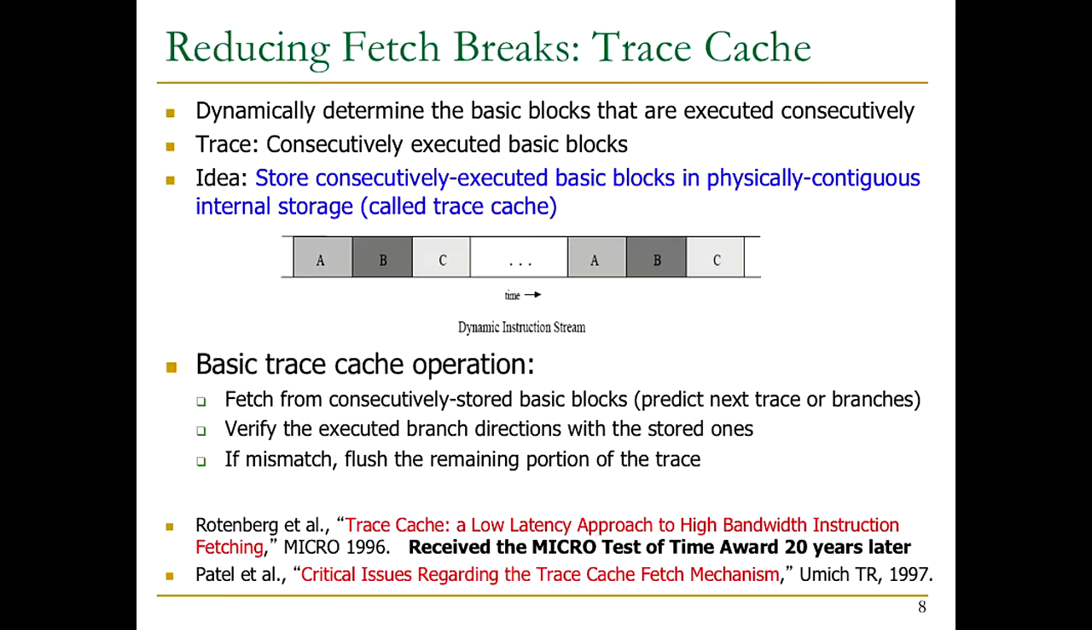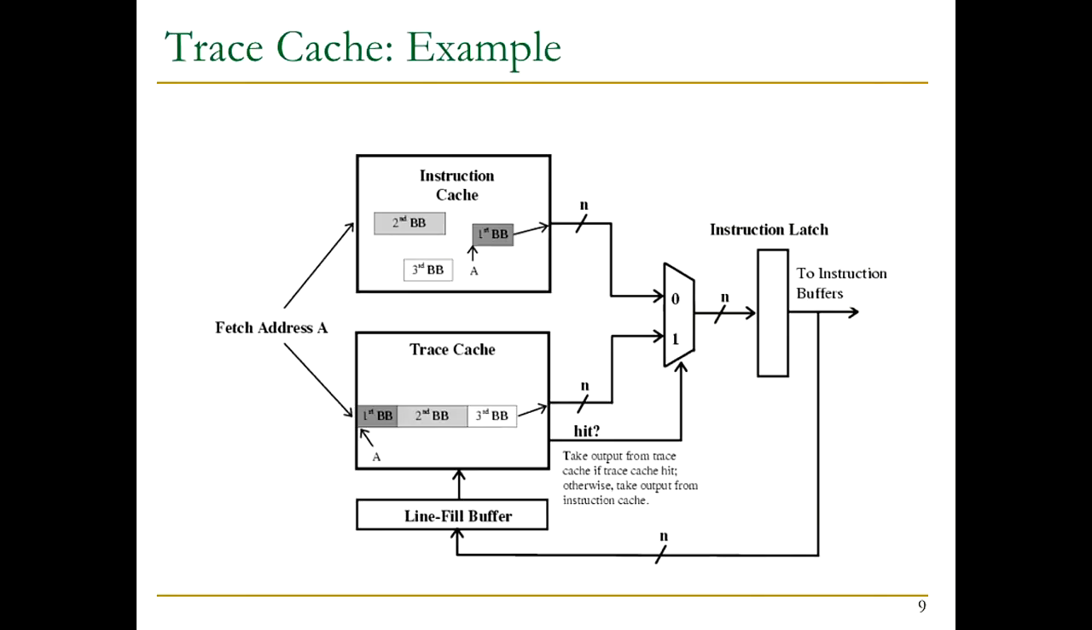Now your usage of the instruction storage may not be as efficient as an instruction cache, because in an instruction cache, A is in only one location, B is in only one location, C is in only one location, right? So this redundancy problem actually is a problem in trace caches. Okay, so this is a trace cache example.